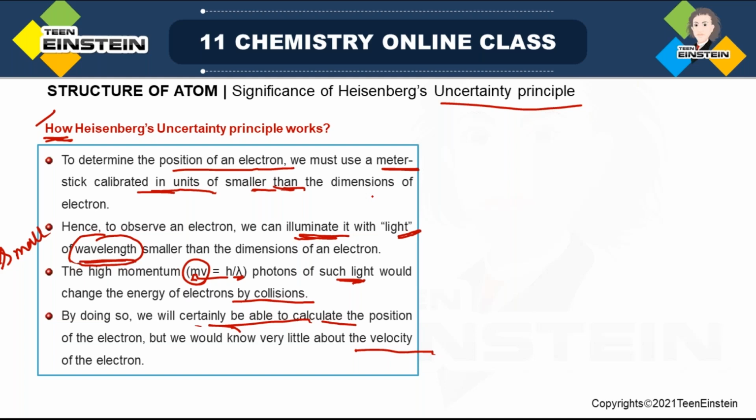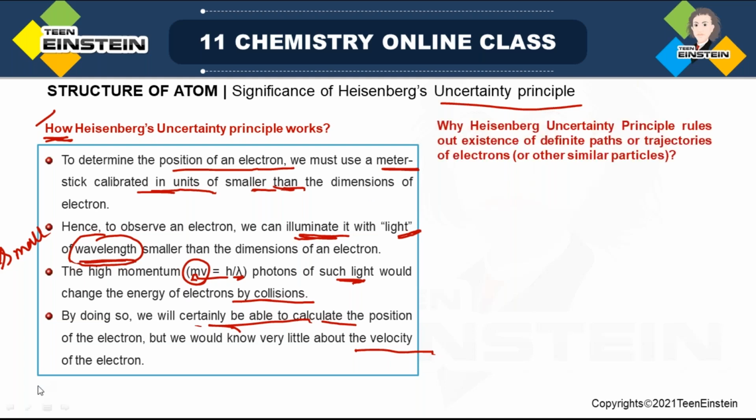When you are using small wavelength, that is high momentum light, it is true that you will be able to calculate the exact position, but you will have very little idea about the velocity of the electron. There will always be some error in the value of velocity that you are determining, and vice versa. In this way, this principle works. Next, we have another question.